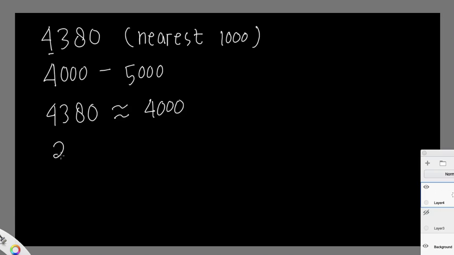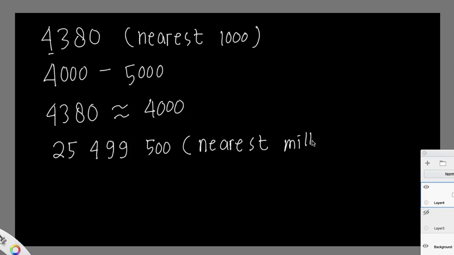And how about if we want to round to the nearest million? I have the number 25 million 499,500. So that is to the nearest million. So we know that the range of this number is between 25 million and 26 million.